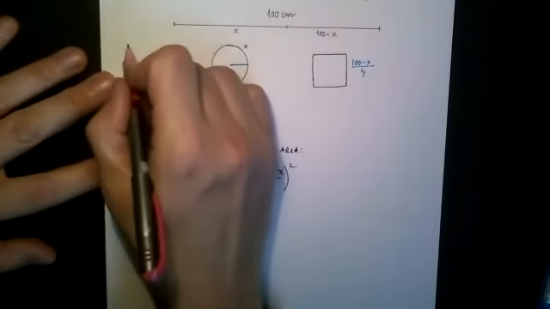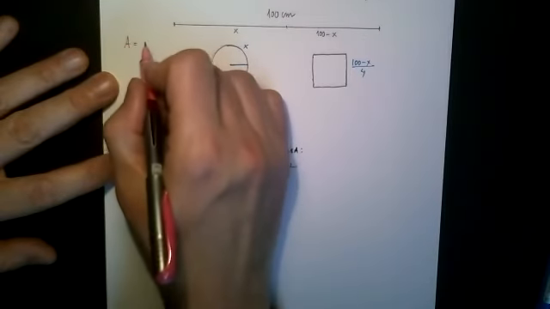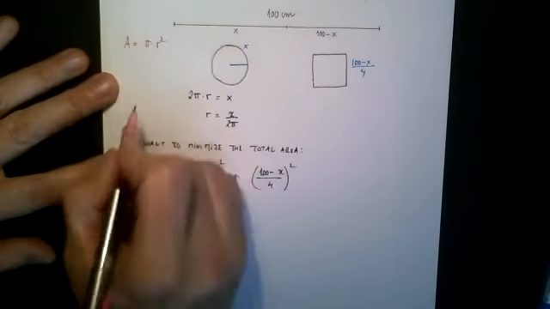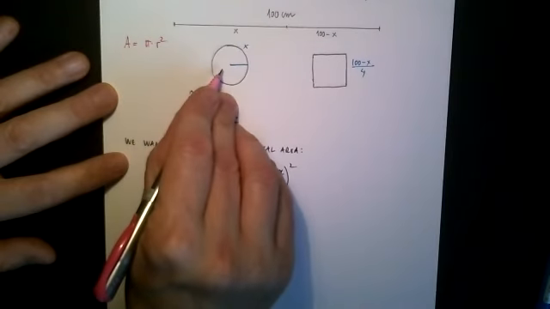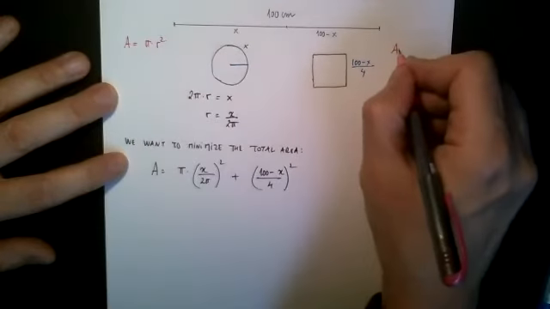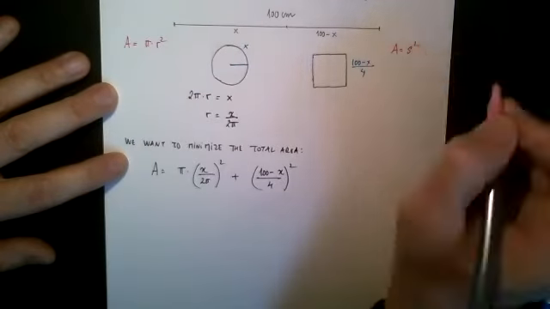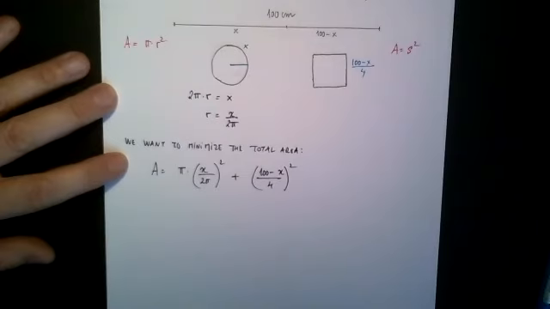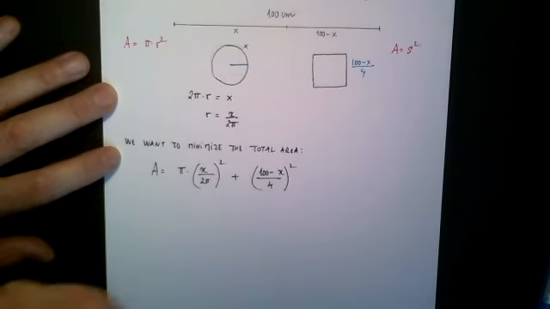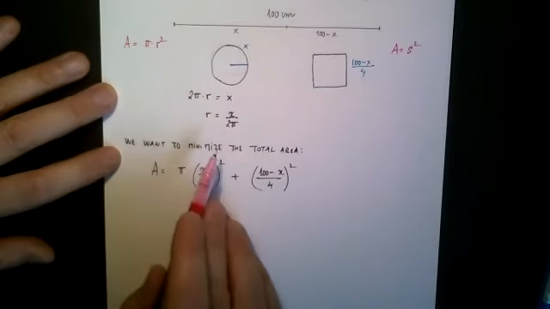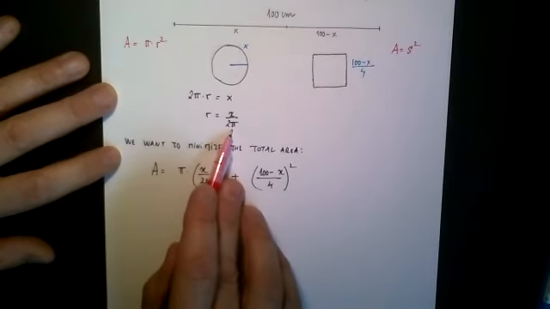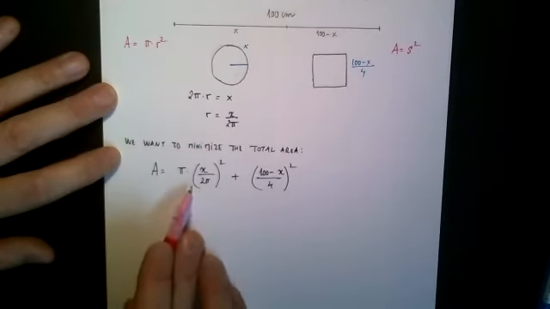So the area is pi times the radius squared. That's the area of a disk. And the area of a square is side squared, right? You with me or no? Okay, so what's my radius? It's this. So I have to plug this into r. Here it is.